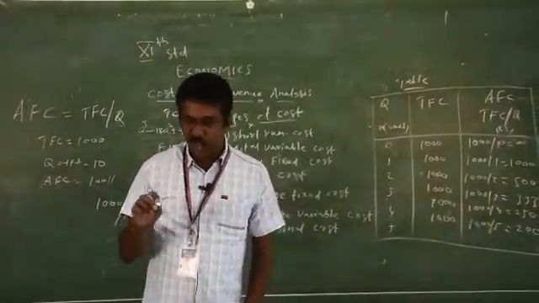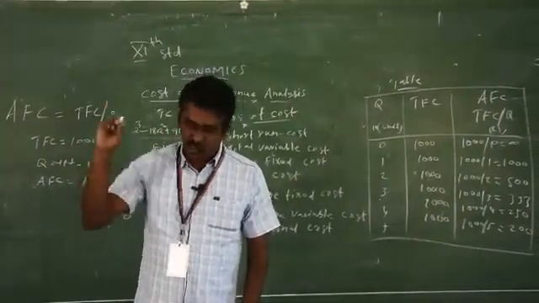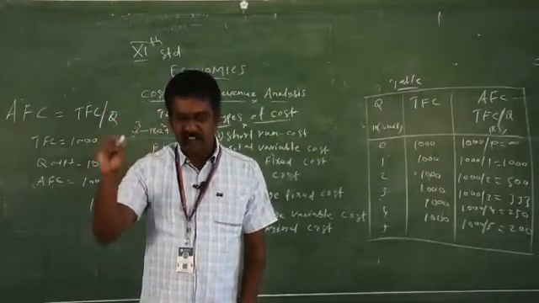Last class what did we see? Total cost is equal to total fixed cost plus total variable cost. Next topic, what have we seen? Average fixed cost.